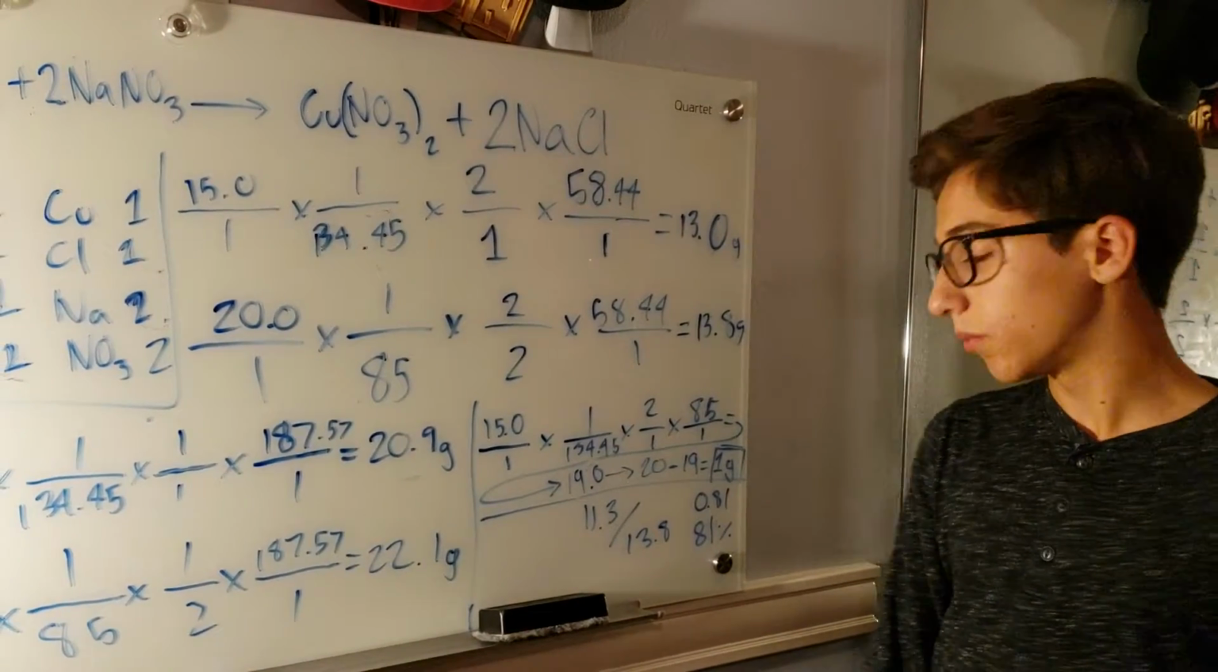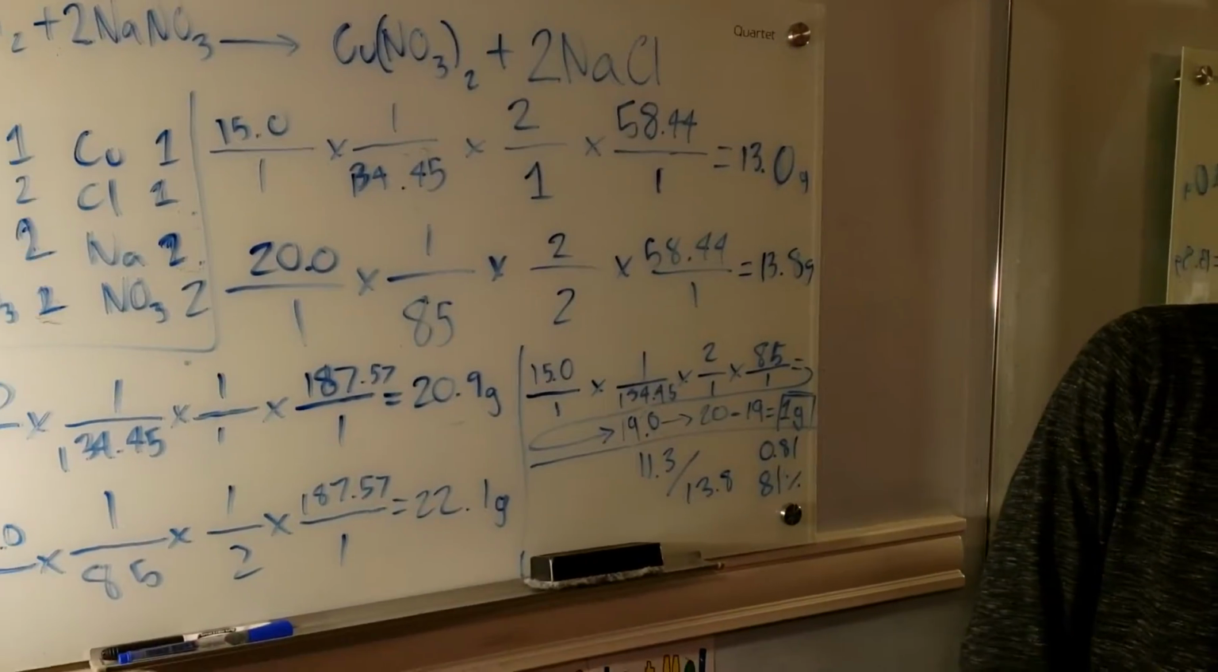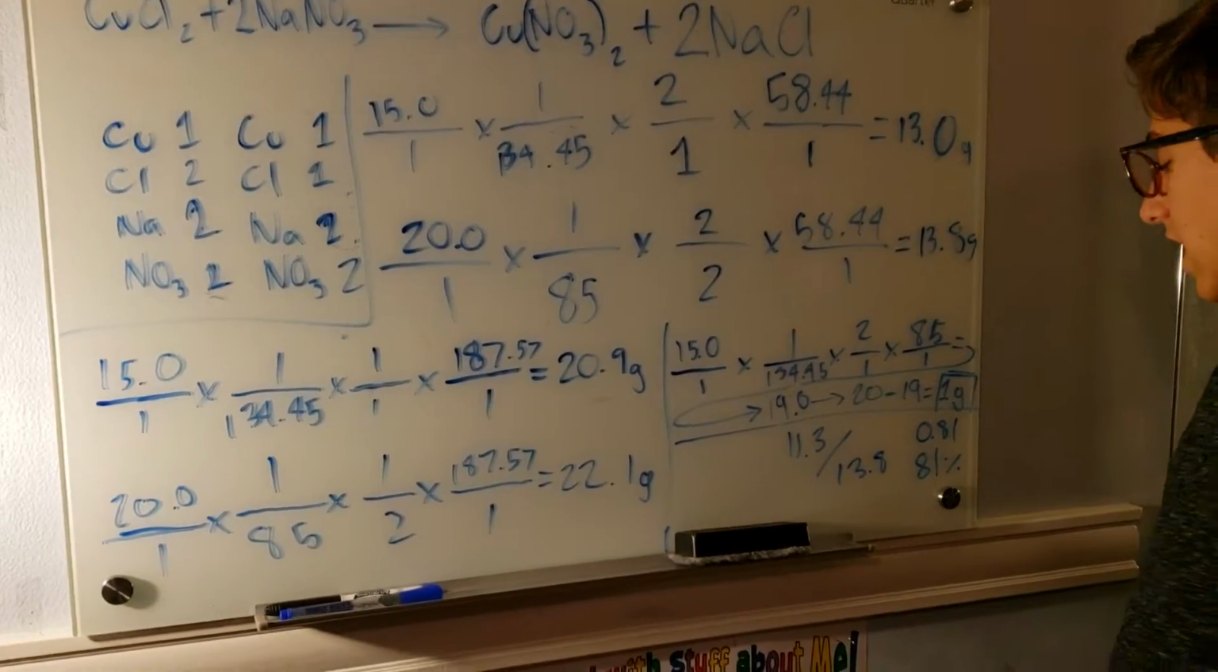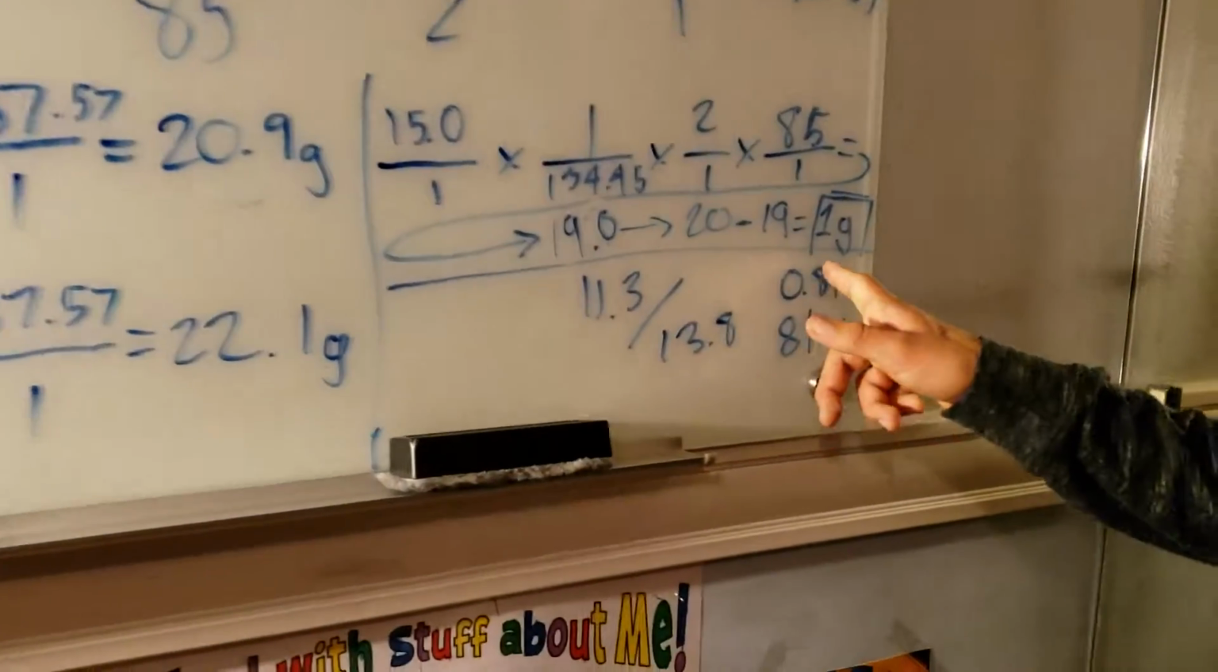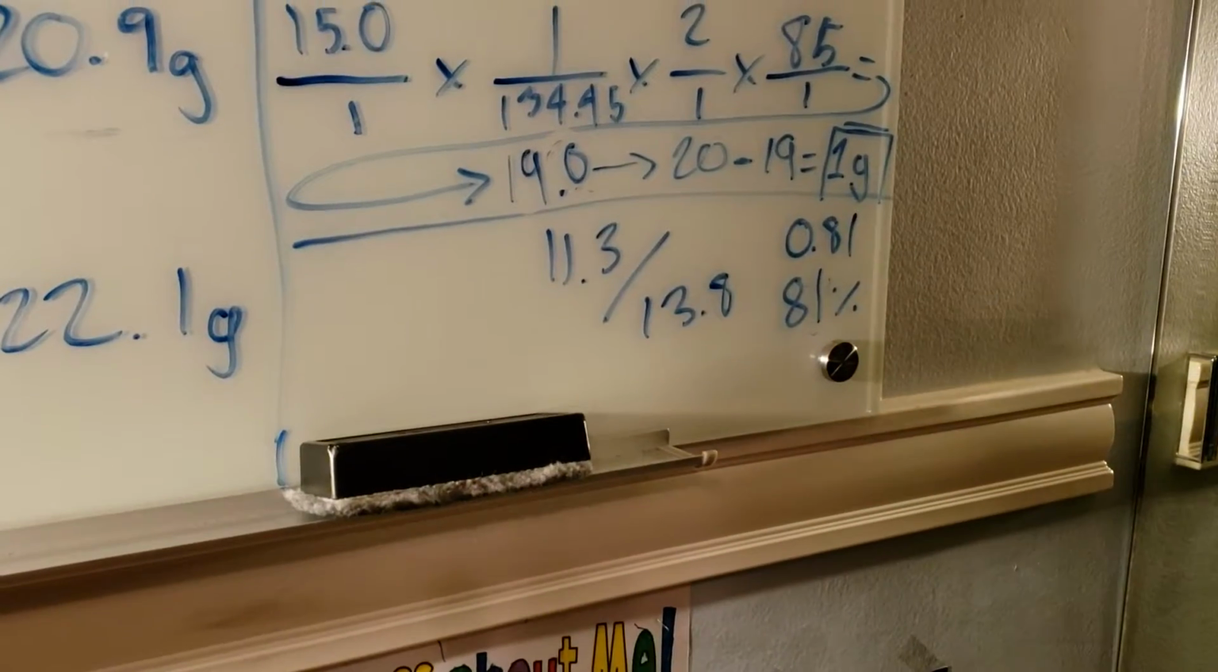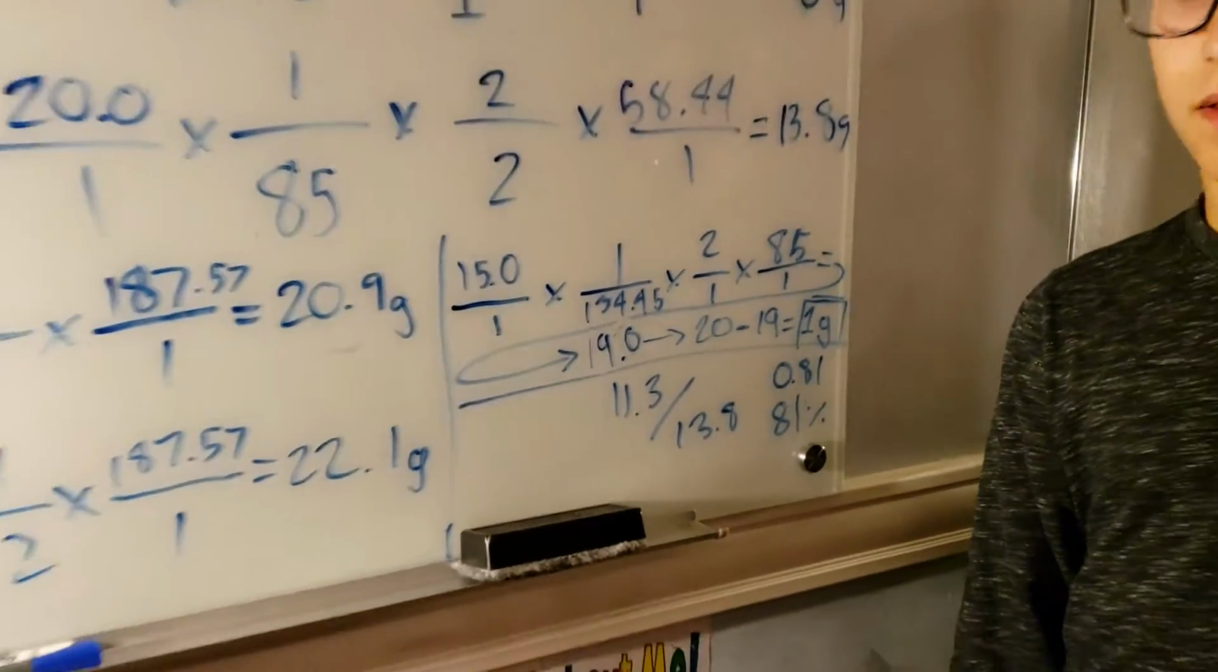And we can change that into a percent because it wants to know the percent yield of this reaction. So we move the decimal twice, and it becomes 81%. And that is question 1, everyone.